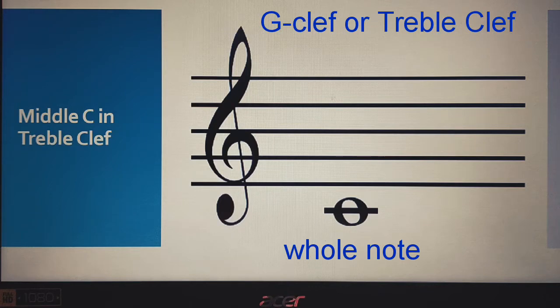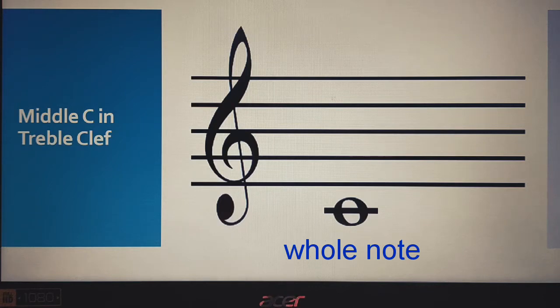So when you see a whole note on the ledger line outside of the staff, like this one, that is what we call the middle C.